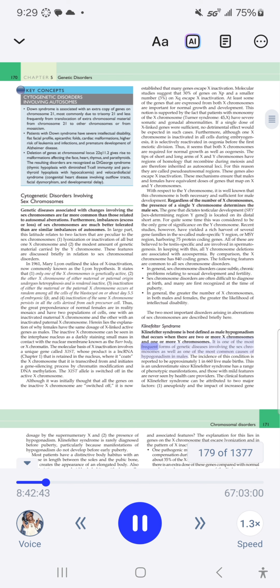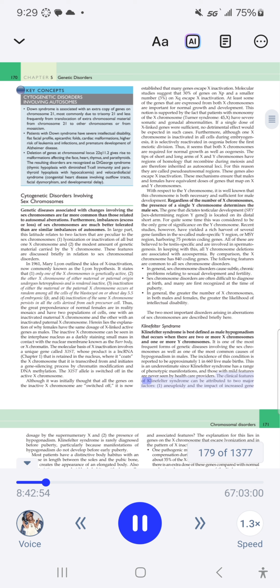It is one of the most frequent forms of genetic diseases involving the sex chromosomes, as well as one of the most common causes of hypogonadism in males. The incidence of this condition is reported to be approximately 1 in 660 live male births. This is an underestimate since Klinefelter syndrome has a range of phenotypic manifestations, and those with mild features are never seen by healthcare providers.